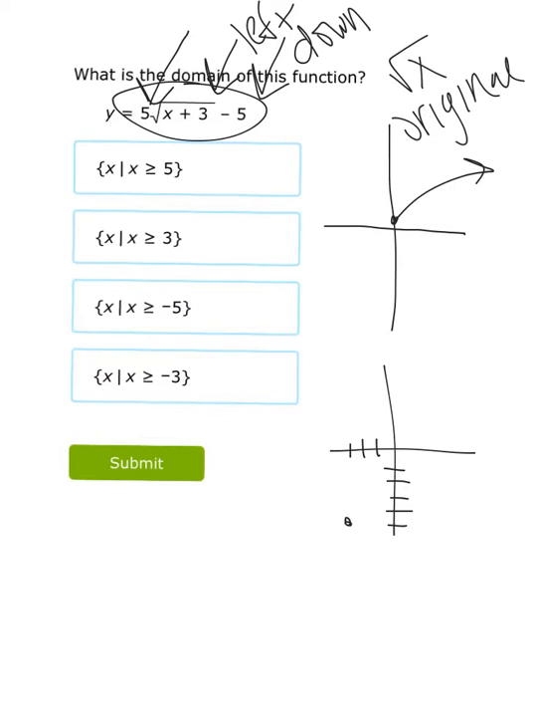Okay, also this 5 out here tells me that this graph has been stretched up, so it's getting skinnier. So it looks something like this. You don't really have to worry about the shape of it. All I need to know is if it's pointing up or pointing down.